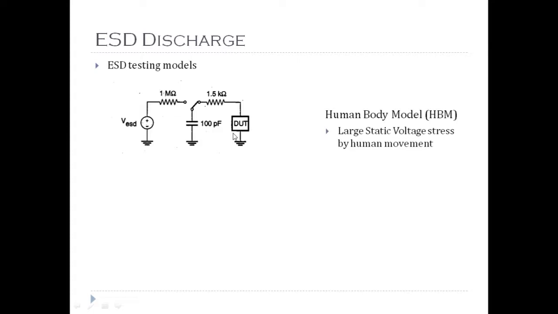So we should have enough protection, or a protection network, that can withstand around 8 kilovolt stress. We'll see such structures or circuits in detail later in the same lecture. So this is the human body model.